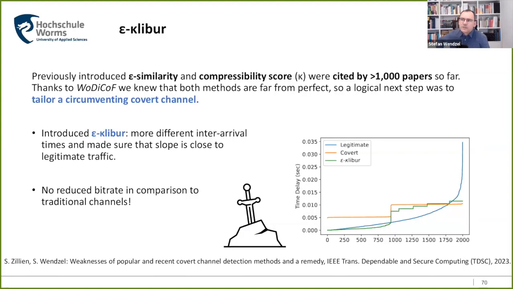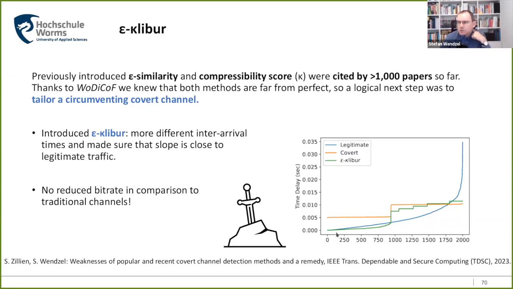Because we thought, well, the epsilon similarity and the compressibility score, these papers are cited more than 1,000 times. And we wanted to see whether we can construct a covert channel with a good performance that can circumvent these methods, but in a way that we would circumvent a sensor. And this is what we did.